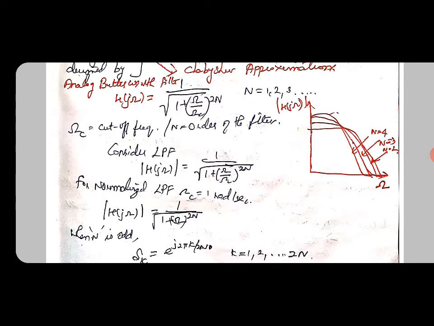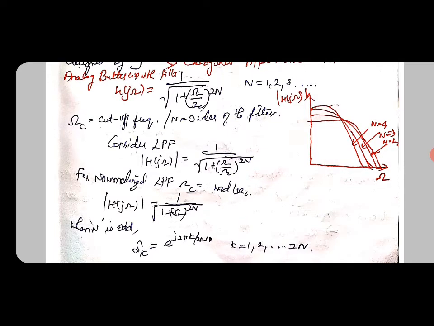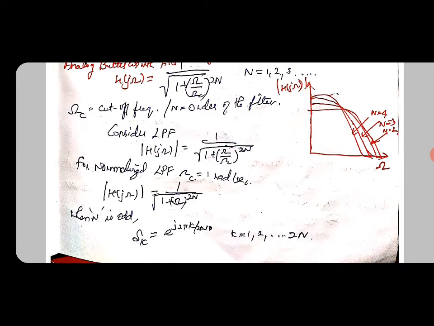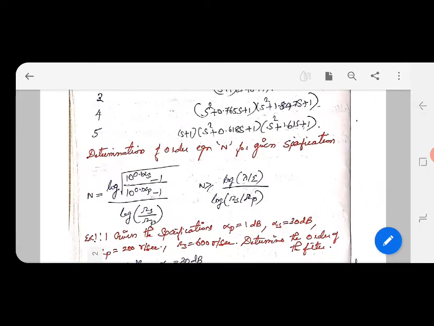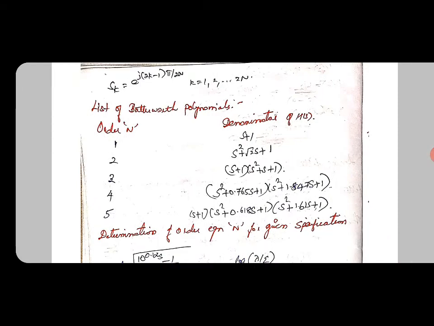Then we can see for the normalized low pass filter, omega c is 1 radian per second, which is modulus of H of j omega is equal to 1 divided by root of 1 plus omega power 2n. When n is odd, s_k can be given as s_k equal to e power j 2 pi k by 2n, where k is equal to 1 to 2n. When n is even, it can be given as s_k is equal to e power j (2k minus 1) pi by 2n, k is equal to 1 to 2n.